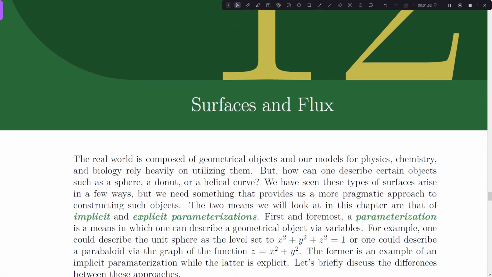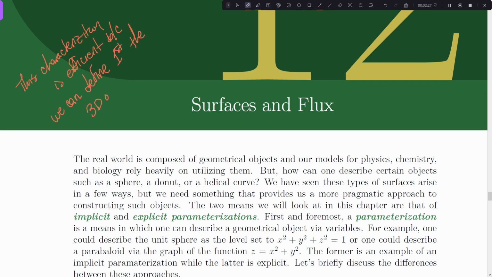What's really nice about this definition of surfaces is that this characterization is efficient, because we can define first the 3D object, then restrict it to a surface. And it turns out that it's a lot easier to just start with the 3D object and then restrict it to the surface than it is to try to come up with some equation for the surface of the object in the first place. So that's kind of the nice idea with this definition.